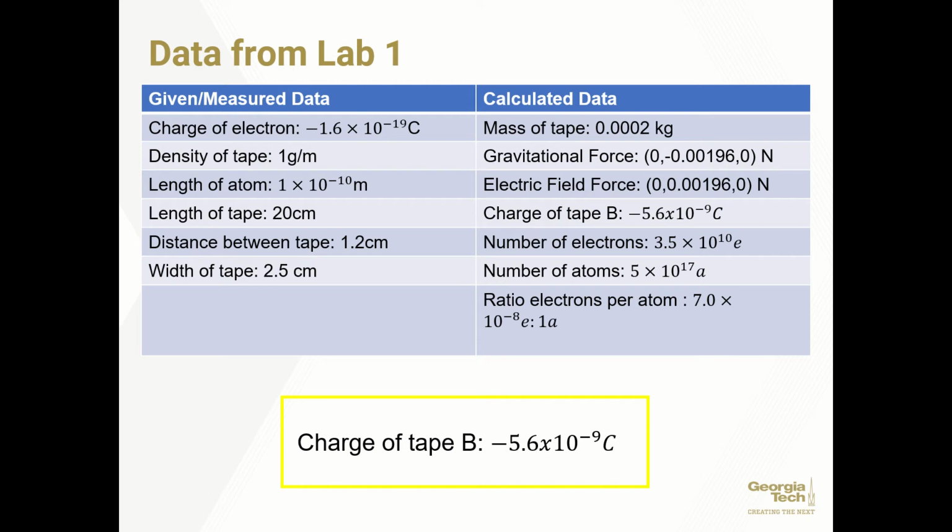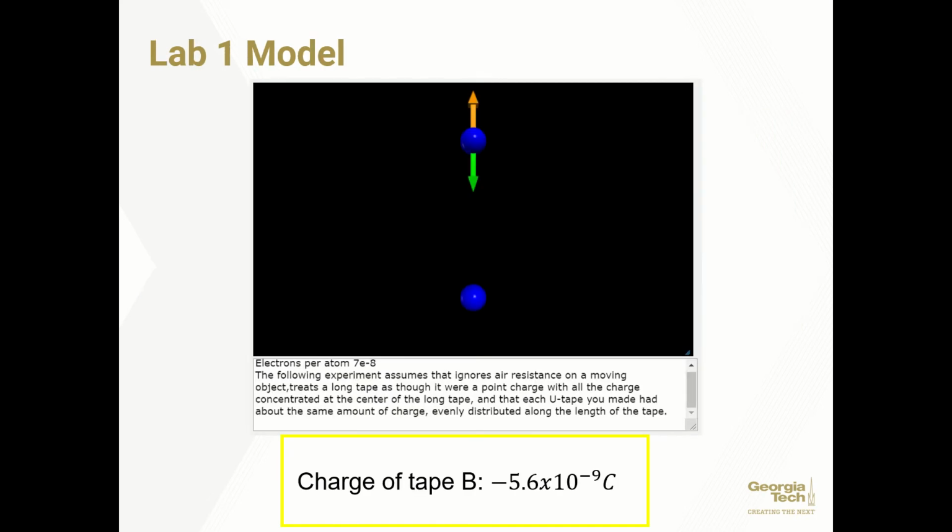Because of the momentum principle, the particle's not moving when it's levitated, so the electric force has to equal the gravitational force. And then through there, Coulomb's law determined the charge of tape B, which is negative 5.6 times 10 to the negative ninth coulombs. So this is a model of Lab 1 as shown as point charges, and again, that charge of tape B is negative 5.6 times 10 to the negative ninth coulombs.